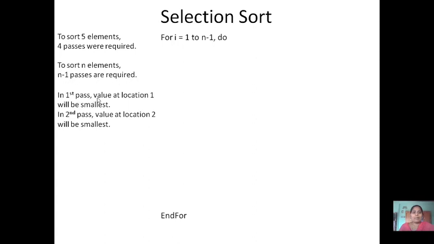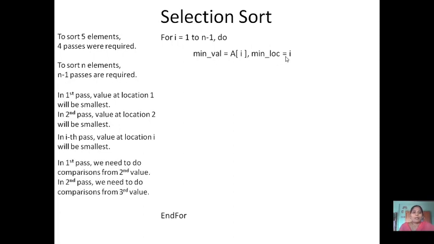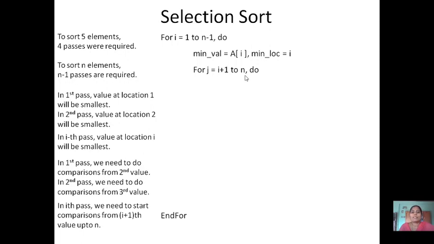Now in the first pass, the value at location 1 will be the smallest. In the second pass, the value at the second location will be the smallest. So in the ith pass, the value at location i will be the smallest. So you will take minimum value equals a of i and the minimum location is i. In the first pass, we need to do the comparison from the second value. In the second pass, we need to do the comparison from the third value. So in the ith pass, we have to compare from i plus 1 location. So j equals i plus 1 to n we are selecting.